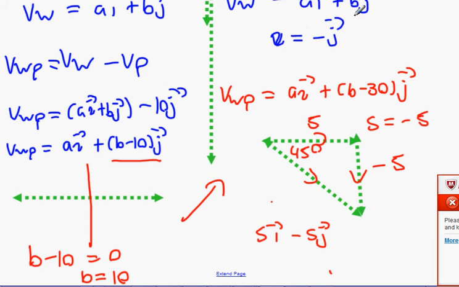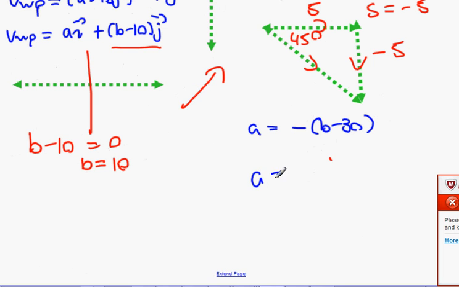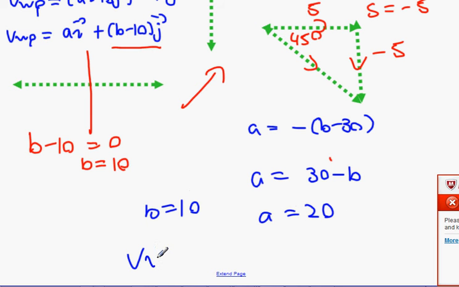the j component. So what we're going to do here is we're going to change this around to say that the i component, which is A, equals minus the j component. And what that will get us is A equals 30 minus B. We already know that B is 10. This way A must equal 20, and the velocity of the wind therefore is 20i plus 10j.